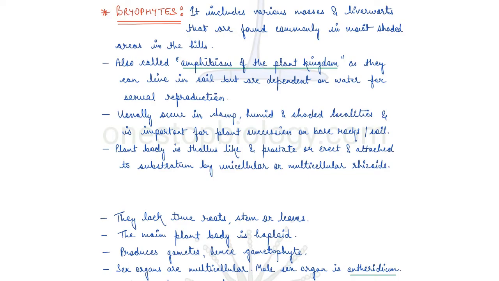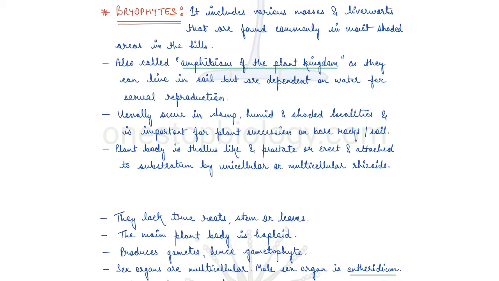So today we are going to cover the third topic of the NCERT class 11th chapter 3, plant kingdom, which is bryophytes. Till now, we have covered the general characteristic features of algae and the different types of algae. Now we are going to cover the second group of plant organisms, which are bryophytes.